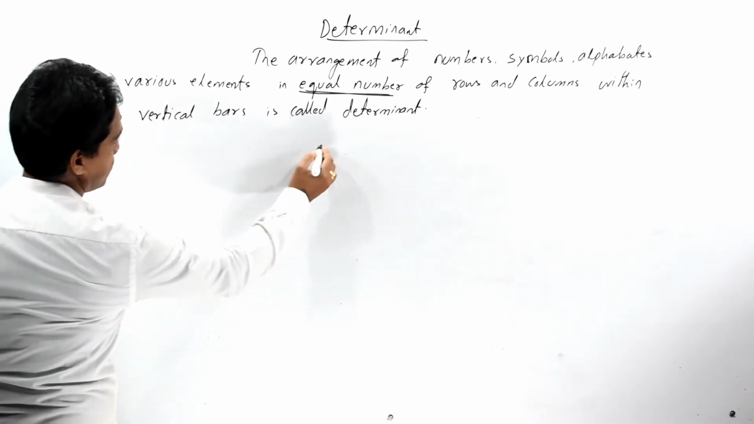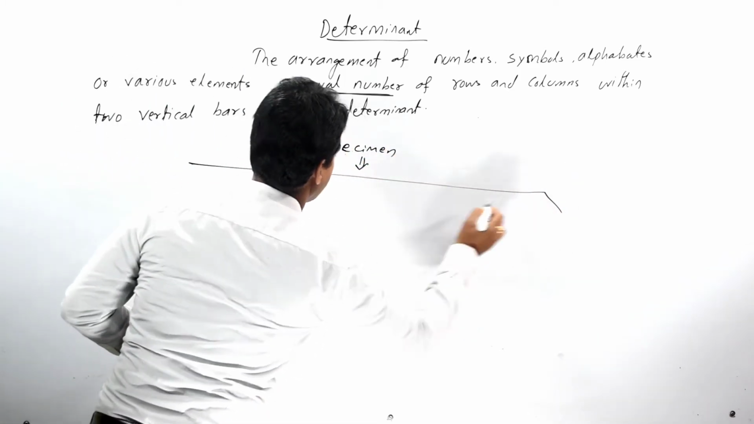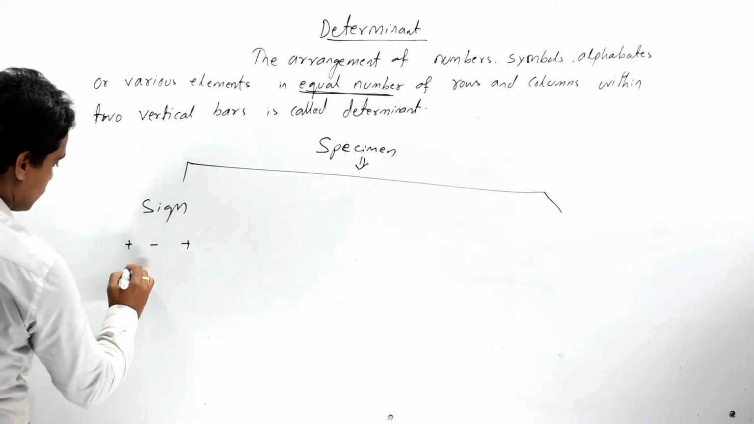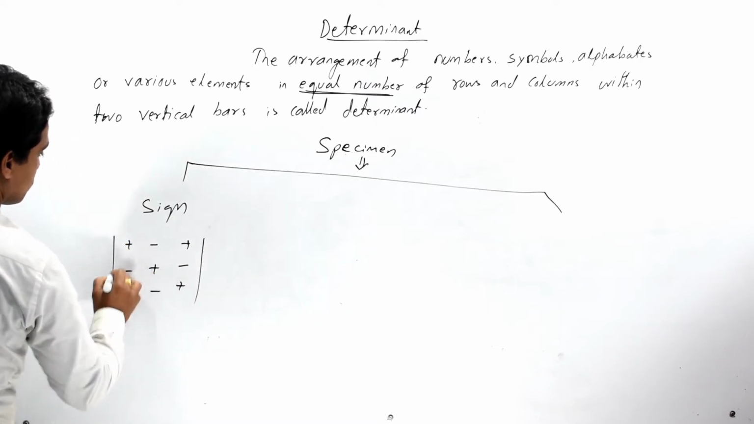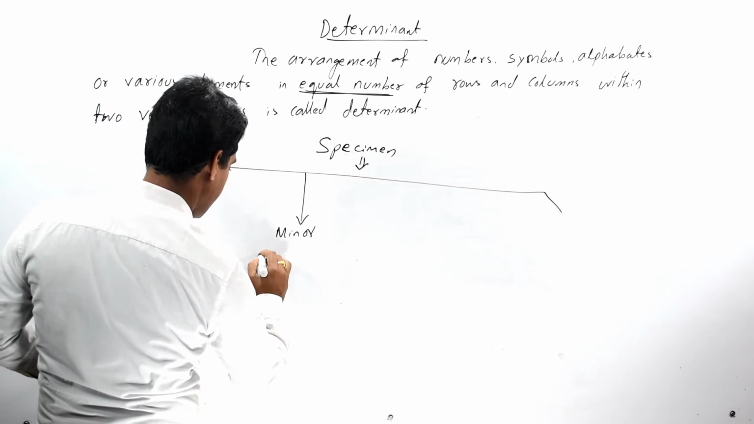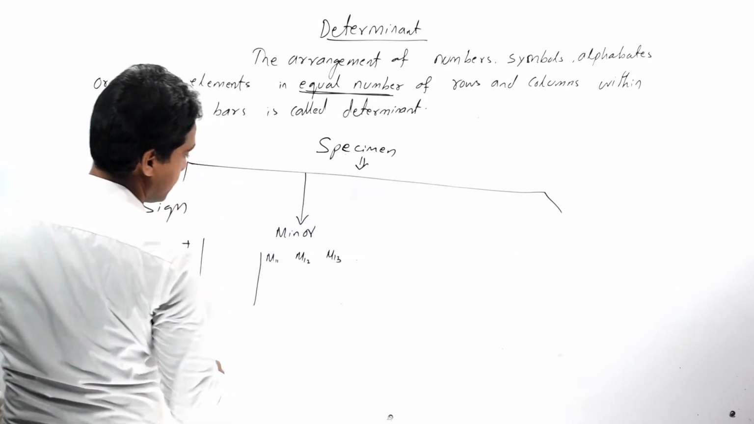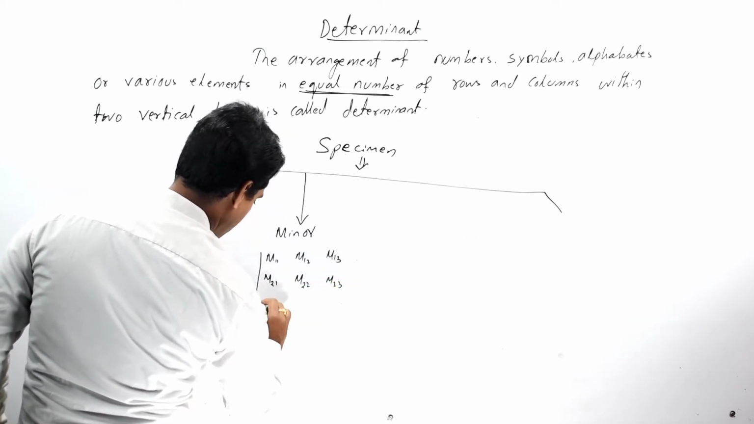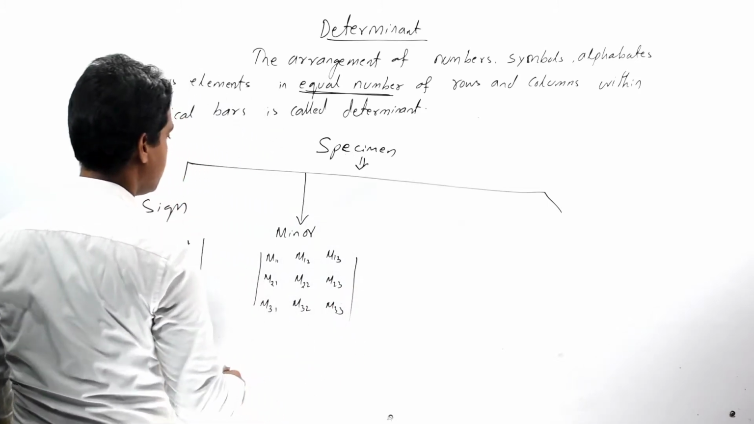The specimen of sign is plus minus plus, minus plus minus, plus minus plus, whereas the specimen of our minor is M11, M12, M13, M21, M22, M23, M31, M32, M33.